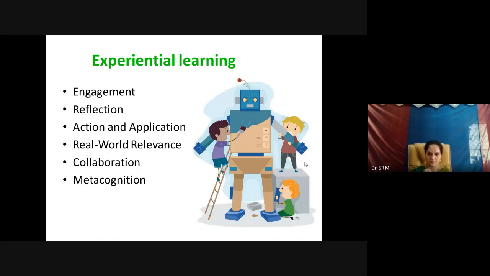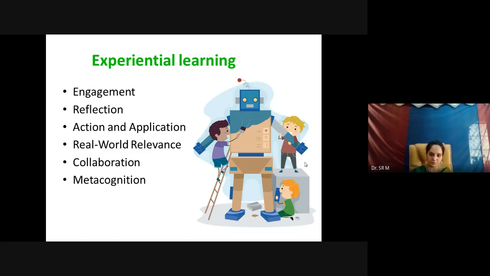Action and application. This encourages the students to take concrete actions. They can make decisions based on their own experience. Real world relevance. Yes. Activities are designed to mirror the real life situations, whatever we face. This enables the students mainly to see the practical applications of whatever they are learning. That is the whole idea behind this experiential learning. Collaboration. Obviously, this involves group work, collaboration. They are trying to foster teamwork as well as their communication skills.